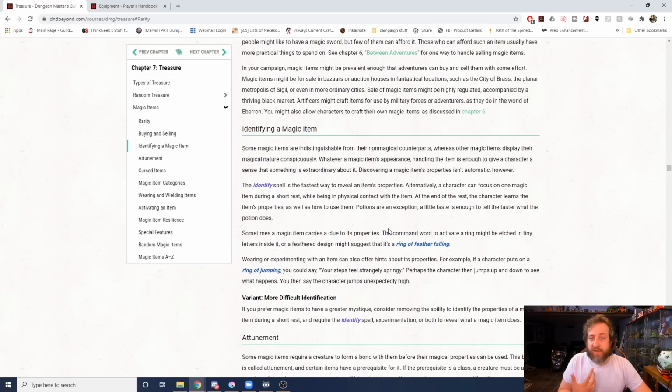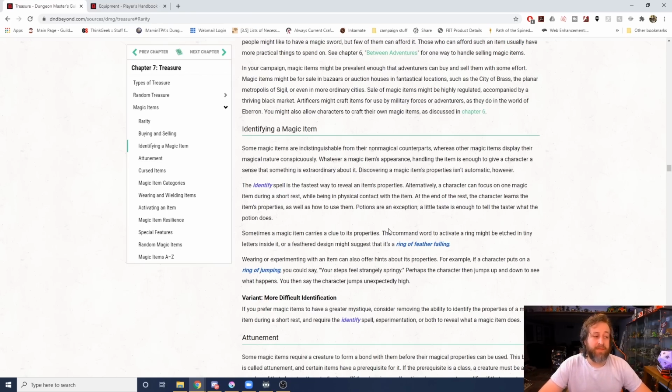It doesn't give you the effects of it, but it tells you what it does, which is something I've always remembered, but I feel like most DMs don't. Like, oh, you find a potion. Well, I can just sip the potion and it tells me what it does. Oh, it's a potion of poison. Don't drink that. You know what I mean?